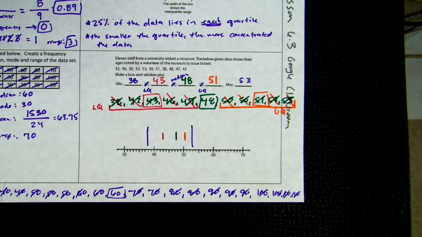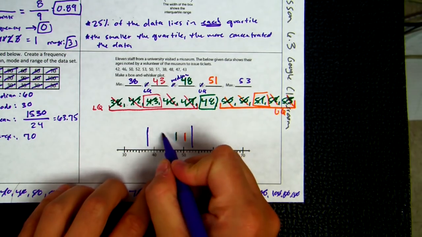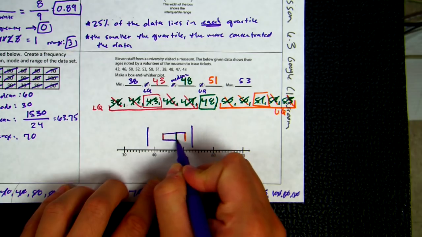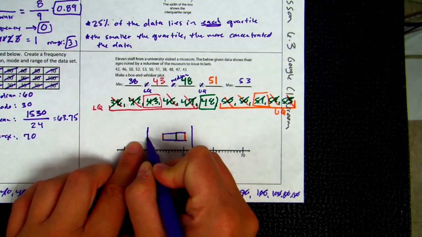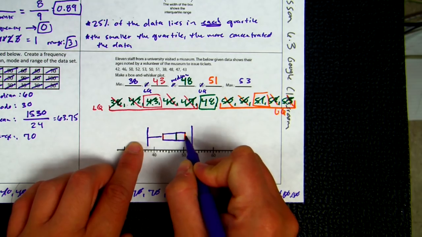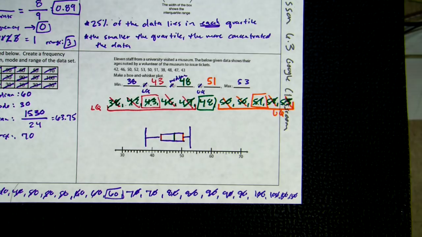Okay, we are now going to connect all these together. I connect the lower and upper quartile together to form my box. I connect with just a straight line, the maximum and the minimum, to create my whiskers. Okay, and this is my representation of the data.